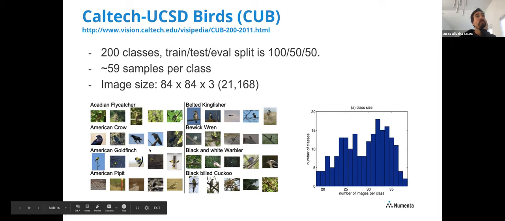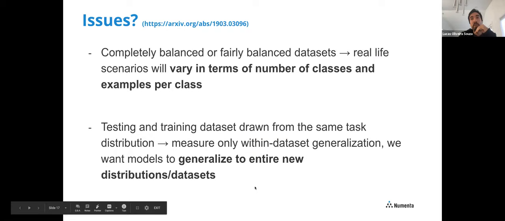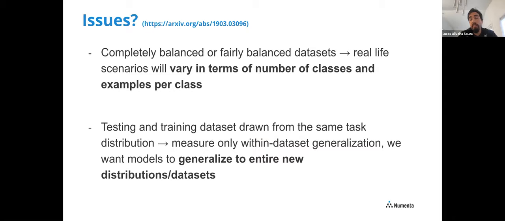So there are some problems with those data sets, if you're thinking that you want few shot learning to represent human learning. One is that these are completely balanced, or fairly balanced data sets. And that's not what real life looks like. So it should vary in terms of number of classes per task. Here, when we're training, we separate classes into tasks, right? So we're training 5 classes at a time, and we call this a task. And it's always the same number of classes, and always the same number of examples per class. Both of these should vary, both the number of classes per task and the number of examples per class, because that's how life is.